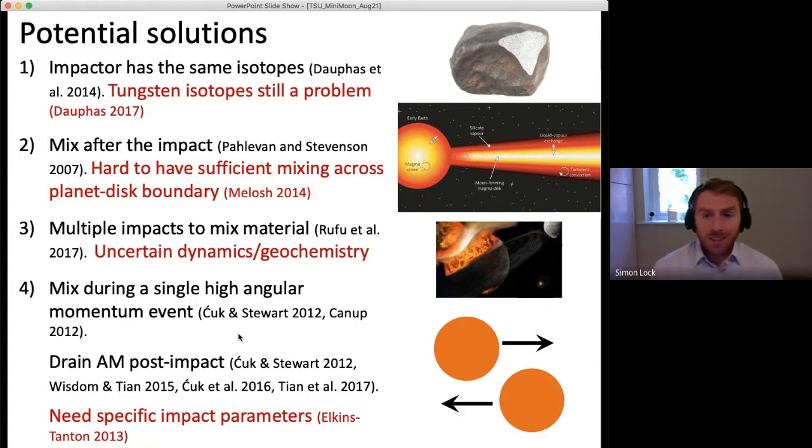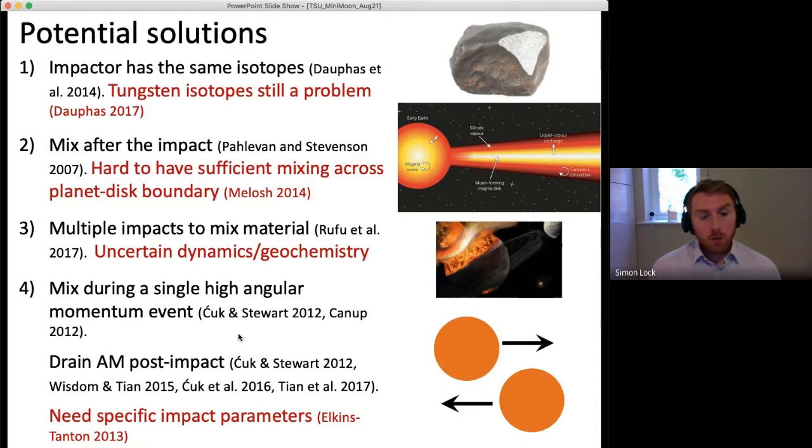The third, which is a really ingenious solution, is to say, okay, so we've been focused on one potential impact. Let's get rid of that. Let's have multiple impacts, and you end up building up the Moon bit by bit from each of these impacts, and the debris sort of averages out, and so you inherit the composition of those building blocks and sort of iron out the isotopic differences. This is really interesting. It's probably an important component of the dynamics, but there are large parts to be worked out.